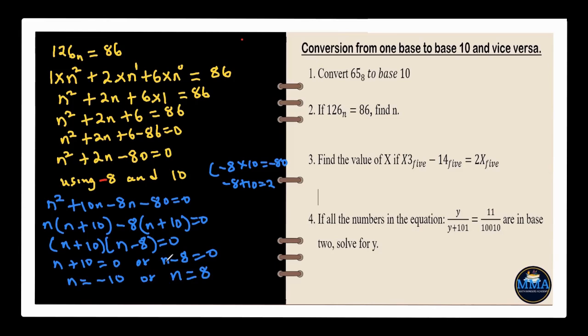Now we have 2 values for n, one negative, one positive. A base cannot be a negative number. A base remains positive. So we are going to ignore the negative value of n and we will accept only the positive. So we can now say ignore n equals minus 10. Therefore, n equals 8 is the value that we are looking for. So for question number 2, when we solve it, our answer is 8.